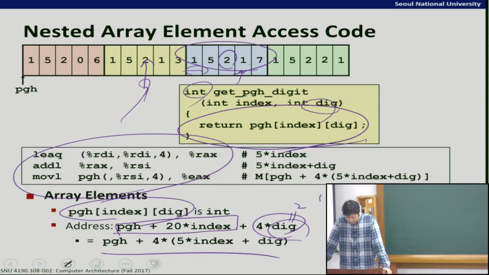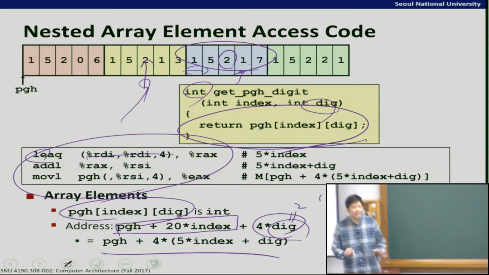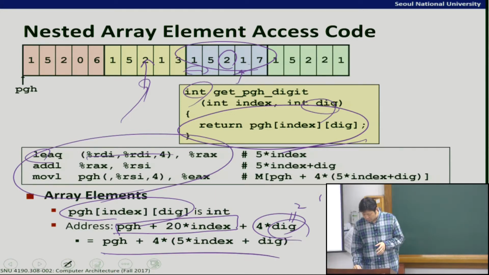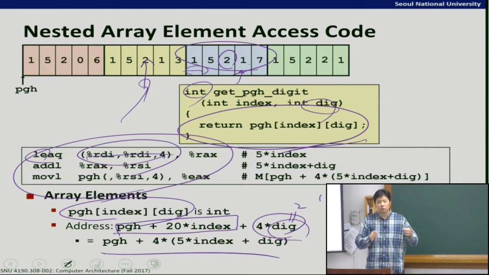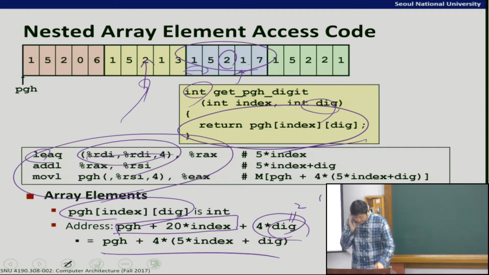First, we compute 5 times index using the load effective address instruction, lea. If you remember, the lea instruction only computes this part of the address, but it doesn't access the memory. It only does the arithmetic to calculate the pointer, and then it stops. It simply stores the pointer to the register, but doesn't do any real memory access. That's the difference between mov and lea, right? So it computes the value of this RDI times 4, then we have the index value, and then we add the value of the RSI register to this value.